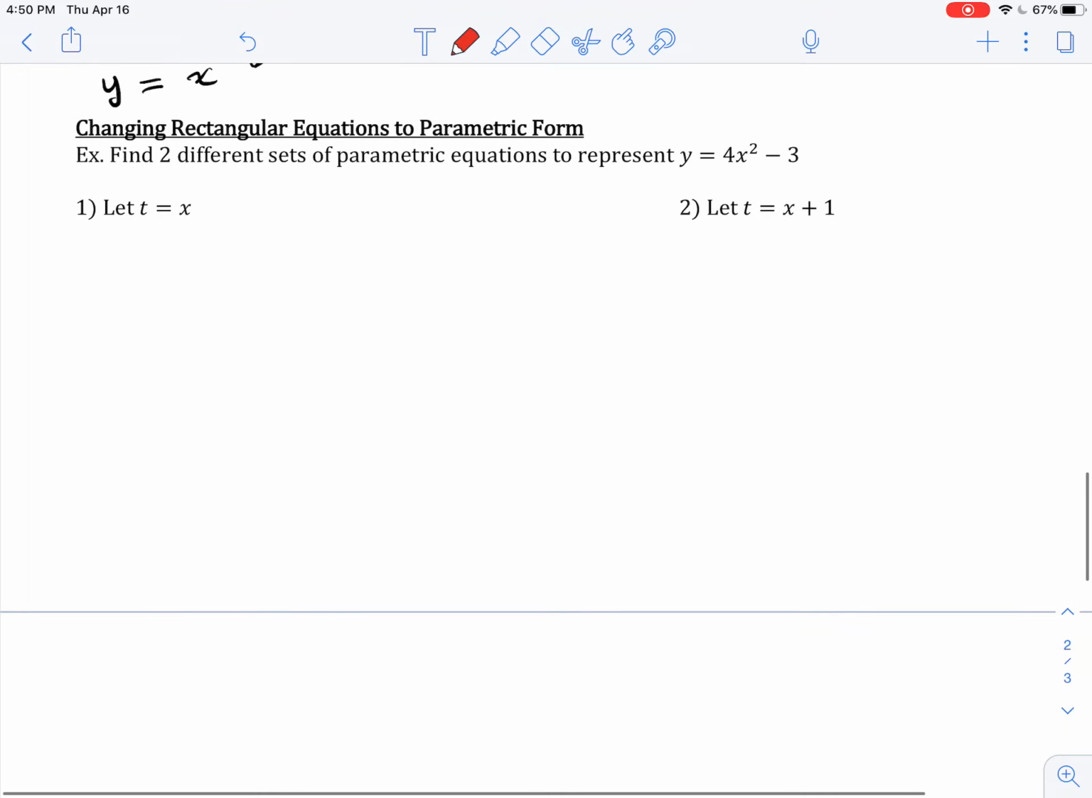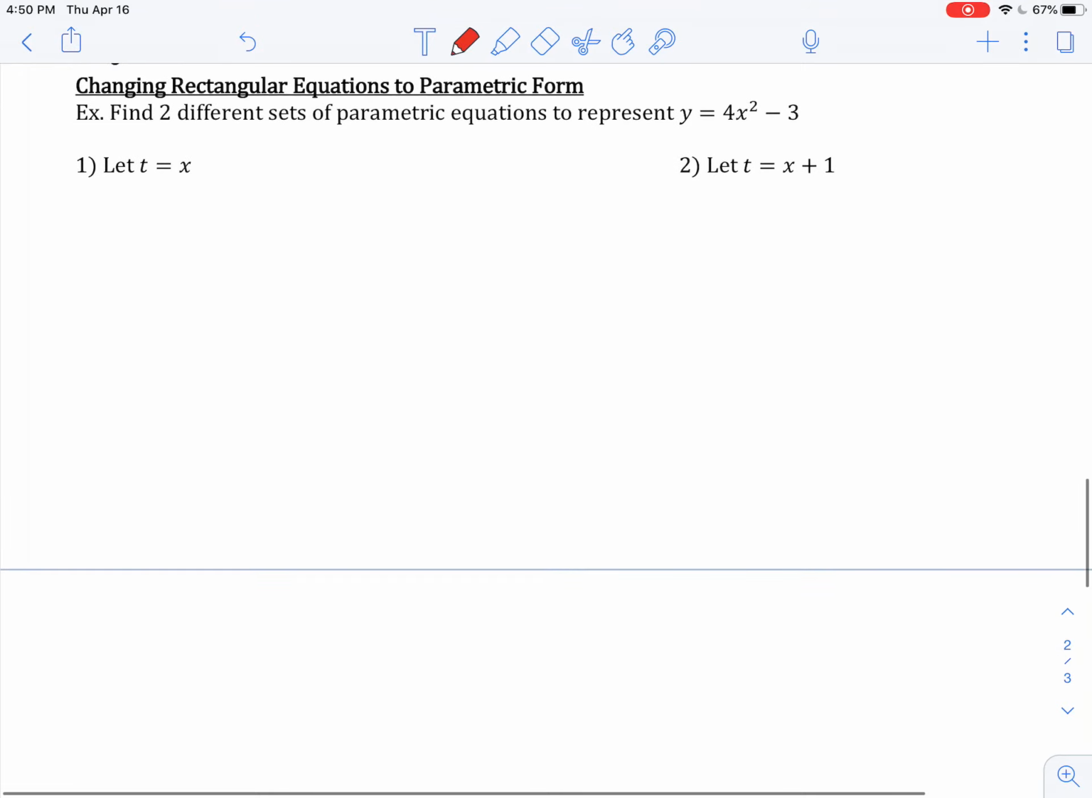All right, final problem for this lesson. The final problem is now to actually do the opposite of what we've been doing so far, which is to take rectangular equations and rewrite them in parametric form. And honestly, this is probably going to be the easiest thing that we do in a while. Here we are given a rectangular equation, y equals 4x squared minus 3, and we're going to come up with a set of parametric equations. So in other words, I want to come up with an x equation and a y equation.